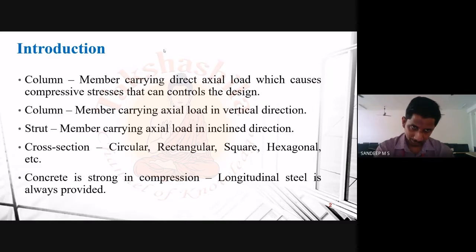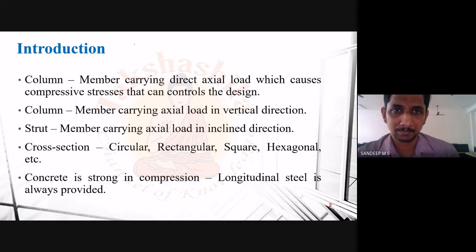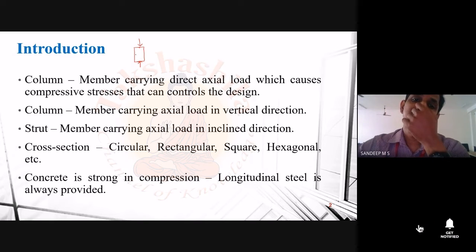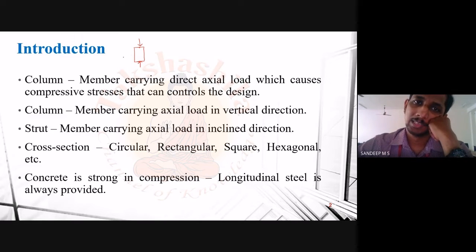So we will be ensuring that these members, the columns, will not fail under compression, because compression is the predominant thing in the case of a column. Am I right? Is compression the predominant thing in the column? Let's take a column like this, a big column, and I am applying a load, and from the support also I will be getting some loads. So what type of action will this produce? It will be compression, right?